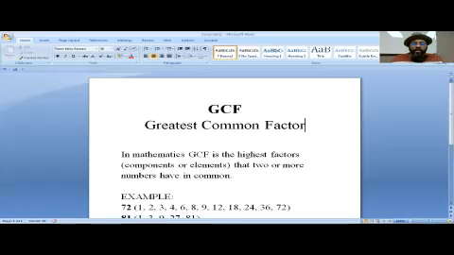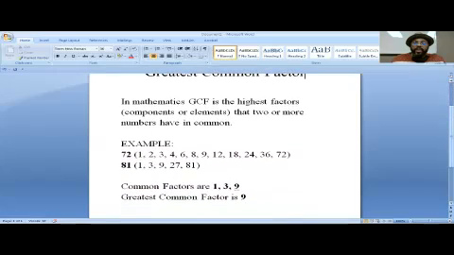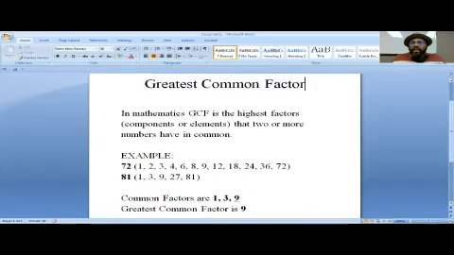So if you look on the screen, greatest common factors in mathematics represent the highest factors or components or elements, in this case numbers, that two or more numbers have in common. In other words, the greatest common factor represents components that two or more numbers share. I gave you two examples: the numbers 72 and 81. When you look at the factors of 72 and 81, you'll notice the common factors, the numbers that they share, are 1, 3, and 9. The greatest common factor of those three is 9.